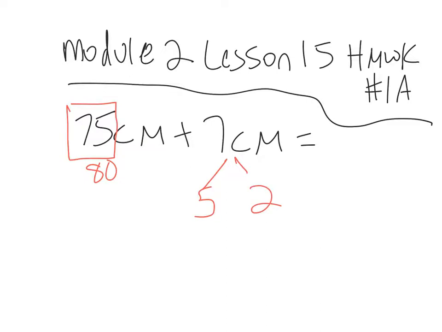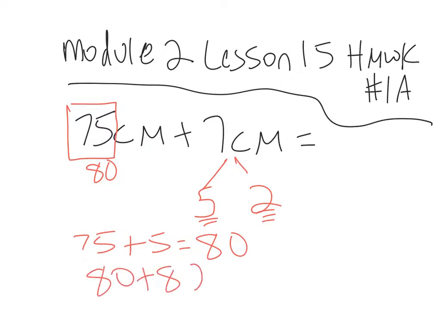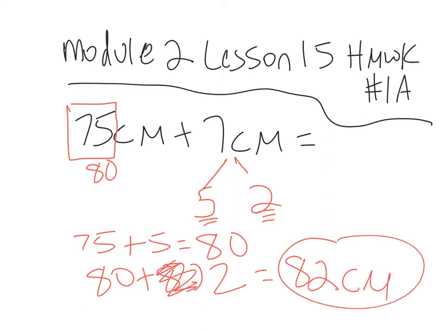So now we take that 75, we add it to this 5, we show our work, and you get 80. You take what's left, this 2, and you do 80 plus 2. Sorry, 80 plus 2. And your final answer would be 82 centimeters.